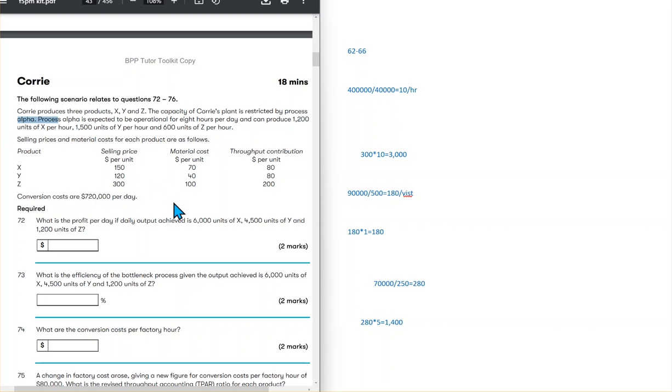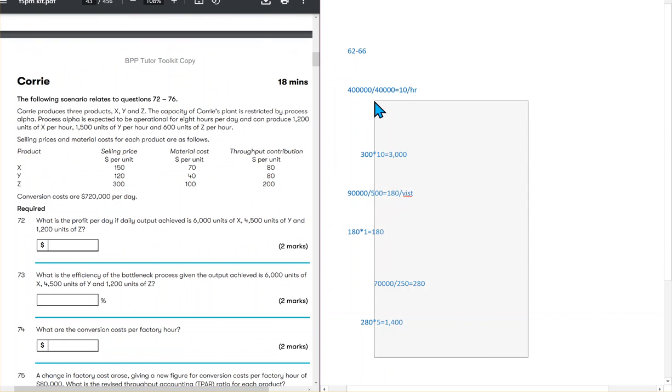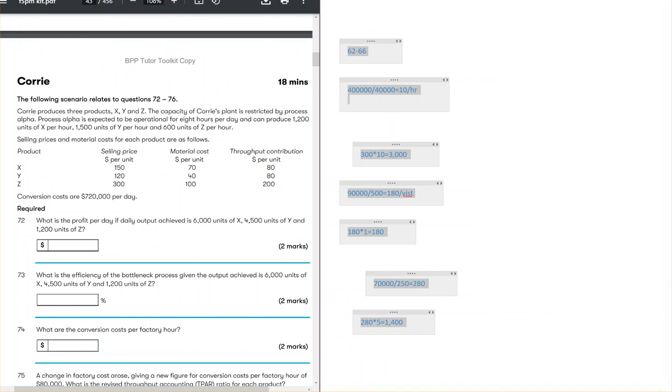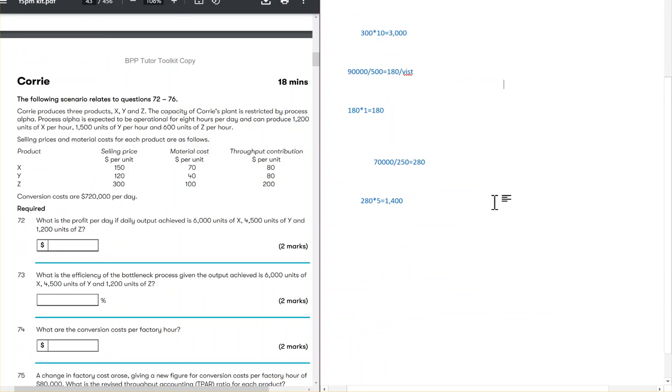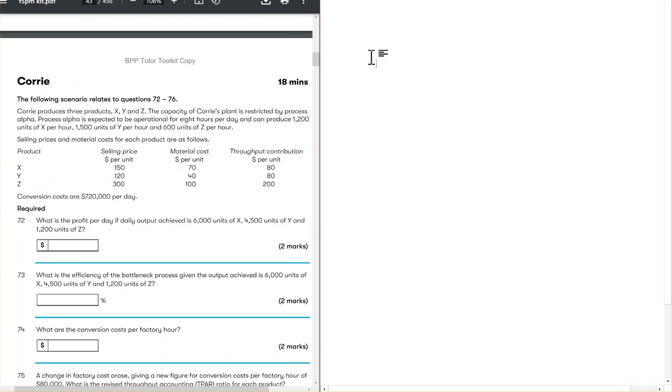Selling prices and material costs for each product are as follows. So the data is given here. Conversion cost 720,000 per day. So directly jump to the question, what is the profit per day if daily output achieved is 6,000 units of X, 4,500 units of Y, and 1,200 units of Z? Let's go to another page. Okay, this relates to 72 to 76.